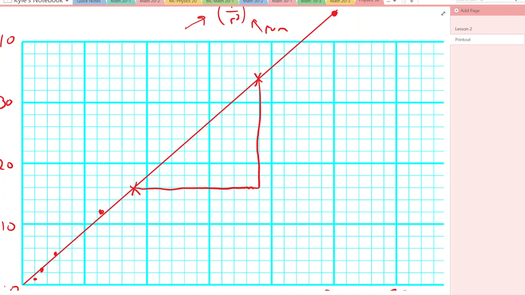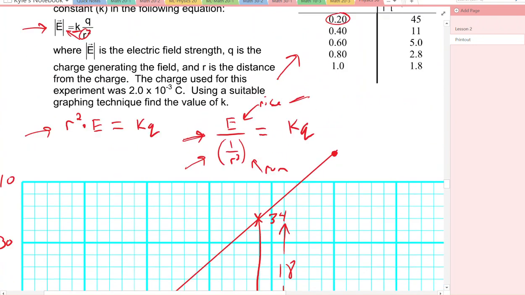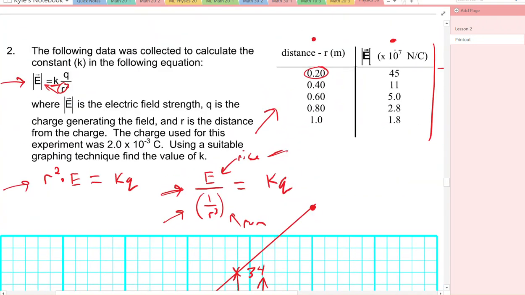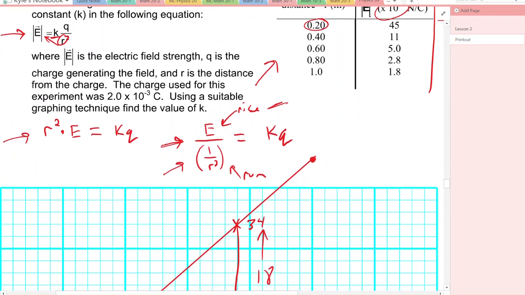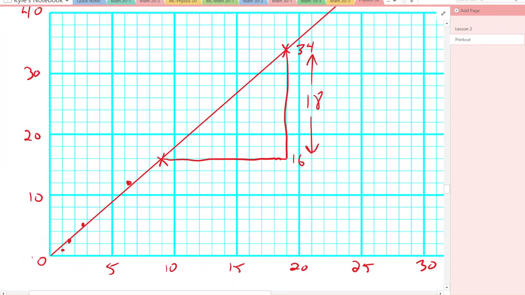Okay, so let's figure out. We are at 34 right there, and on the bottom we are at 16. So we've got 34 minus 16, so we're going to have a rise of 18. Remembering, I'm saying 18 here, I shouldn't really be doing that because this is times 10 to the negative 7 for each of them, but just for the sake of simplicity, we'll do that for now.